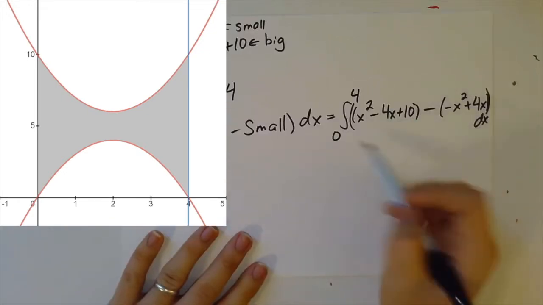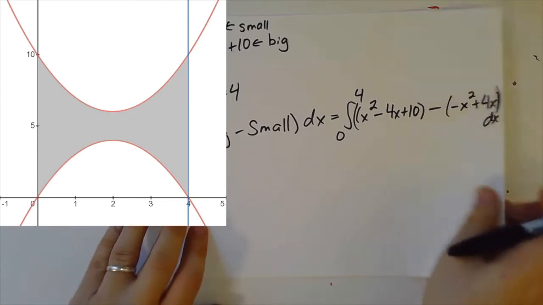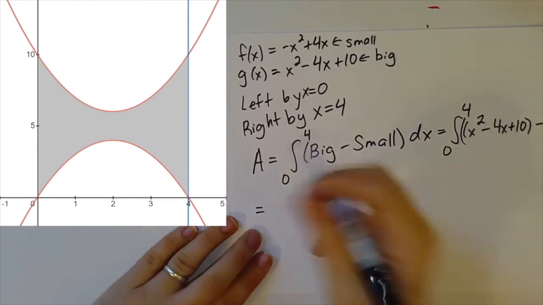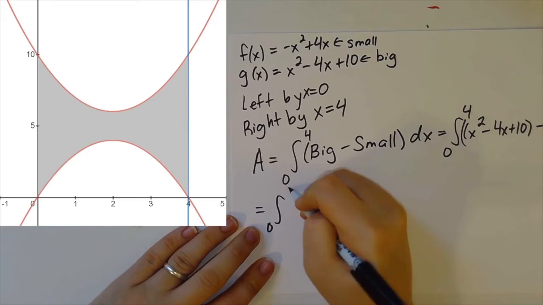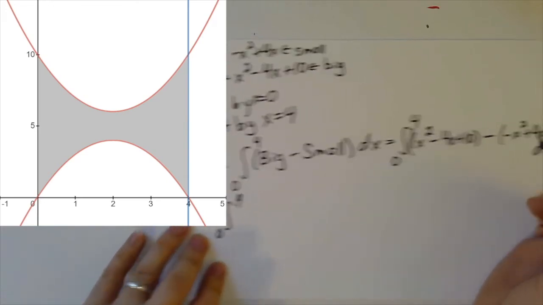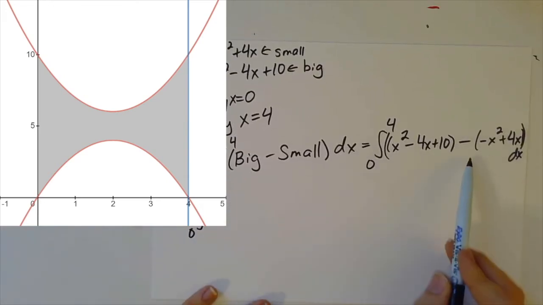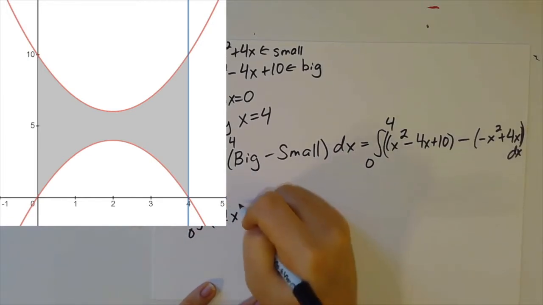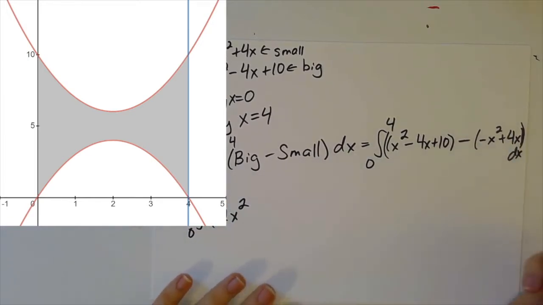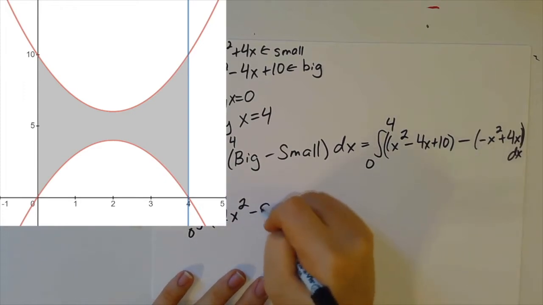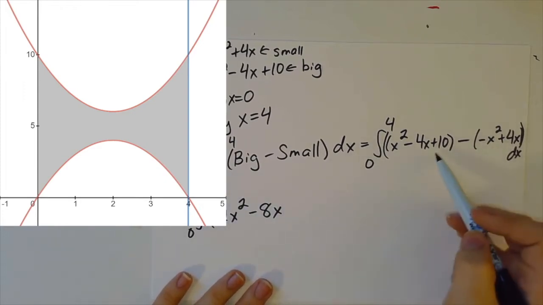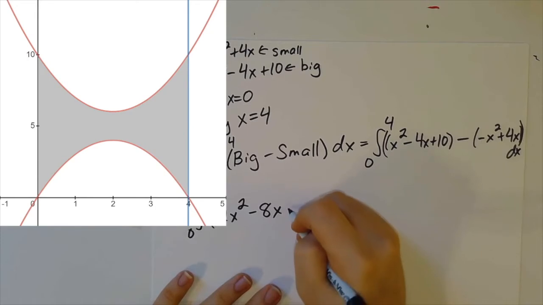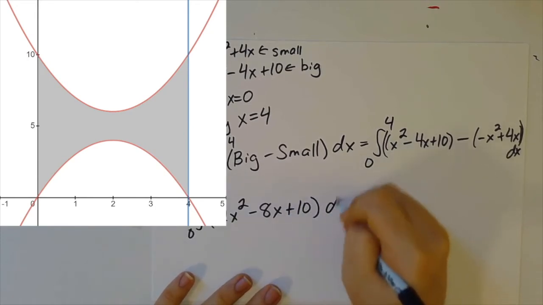Okay, so I'm going to simplify this thing I'm integrating as much as possible before I integrate it, because it'll make my life easier. So this will be the integral from 0 to 4 of, and so there's a minus x squared, so that's going to give me a 2x squared. I have a minus 4x, so that's minus 8x. And then a plus 10 minus nothing, so plus 10 dx.